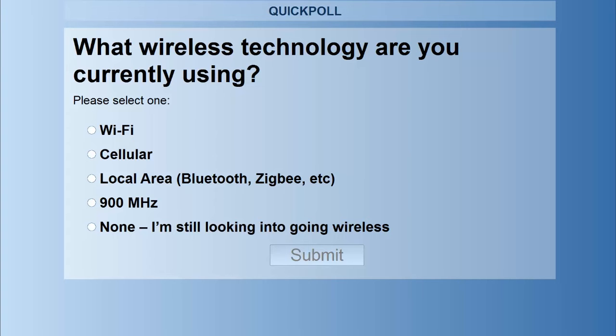It looks like some answers are coming through. The vast majority of you so far are using Wi-Fi, which certainly isn't surprising given the popularity of it in both the industrial and the consumer space. So we'll give just a few more seconds here. Oh, looks like cellular and 900 megahertz are starting to pull up a little bit.